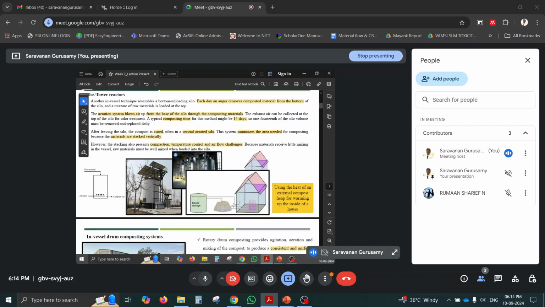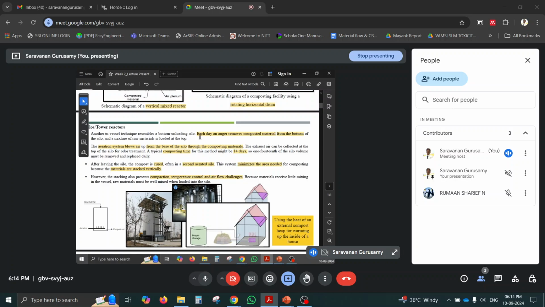So this is another type called silos or tower reactors. In the silo or tower reactor, each day the auger moves the compost material from the bottom, and the aeration will be happening from the bottom of the tank. Here you can see that one. So the auger will take out the compost from the compost outlet, and the aeration is also happening from the bottom.